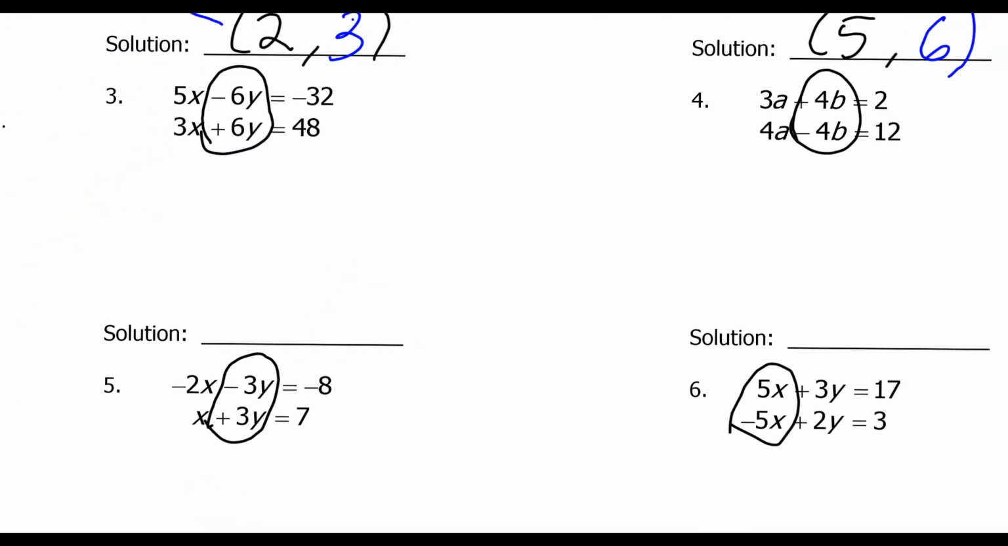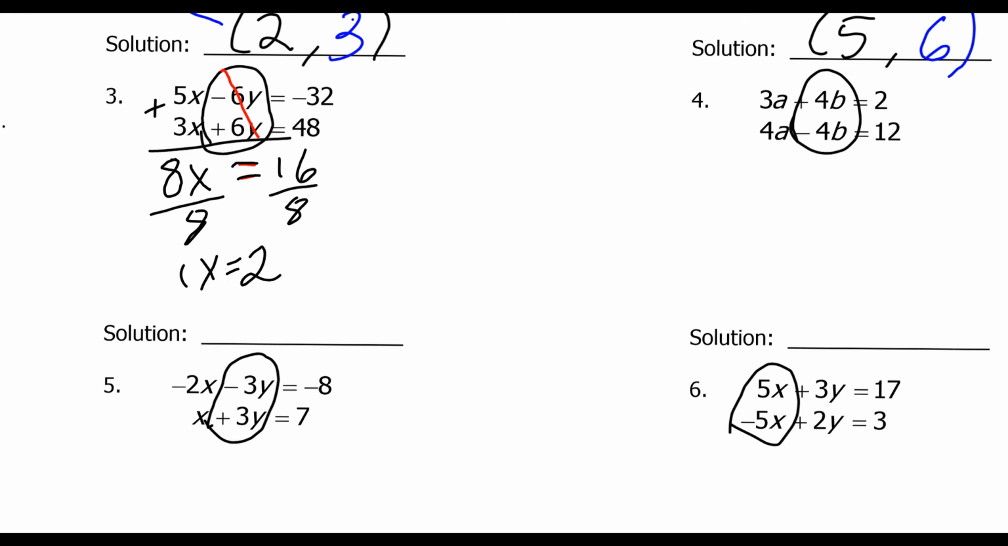Number 3. Just like I mentioned earlier, the zero pair for this one is going to be the 6's. So we go ahead and add our two rows together. We're going to have 5 plus 3, that's going to be 8x. And just like I pointed out earlier, the 6's are a zero pair, so they are going to cancel. And that's going to equal 16. We divide each side by 8, and we got x equals 2.